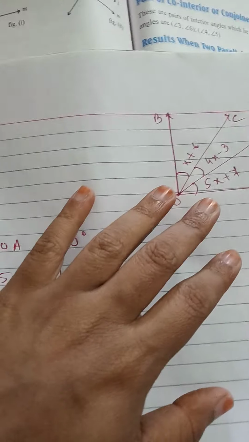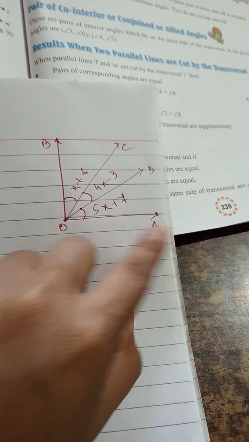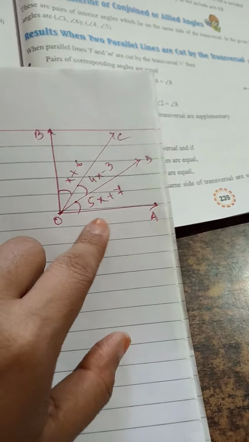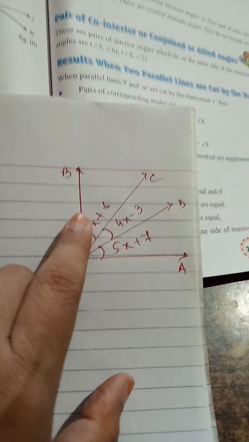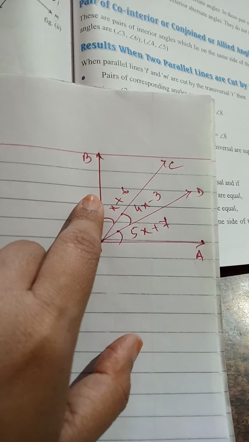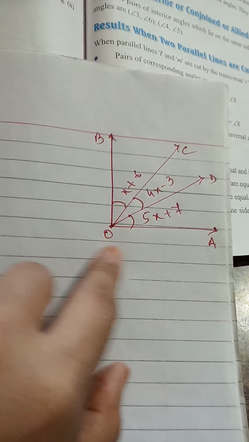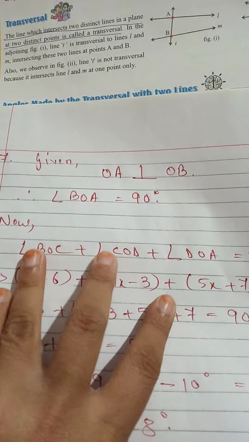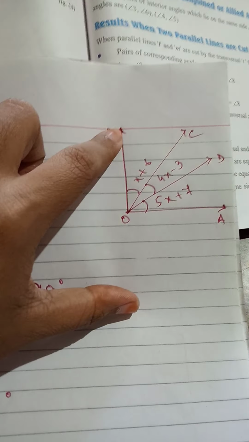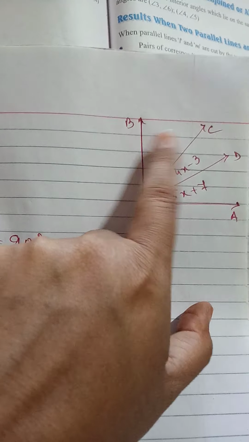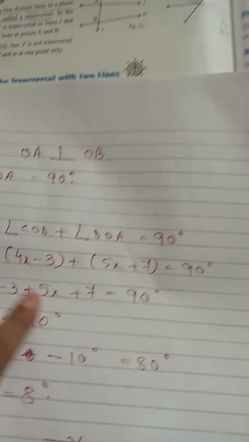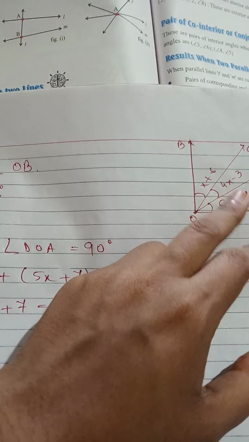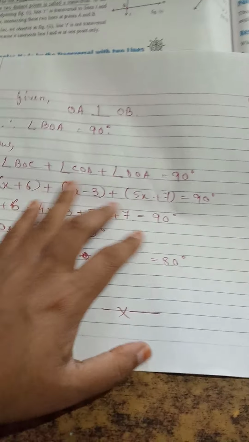Now here you see, OA is perpendicular to OB, or OB is perpendicular to OA. It is the same thing. Now that means this whole angle is 90 degree. Alright, angle BOA is 90 degree. So angle BOA is 90 degree. Now here you see BOC, COD and DOA, all these three angles are forming 90 degree only, divided into three parts, isn't it? So we have written it in that way, and then we have put the values.